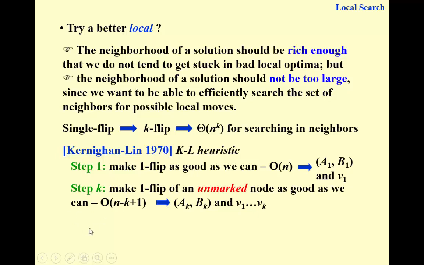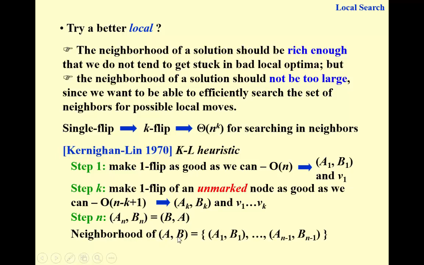We can keep going like this until step n, where we get a sub n and b sub n, where every node has been flipped, and therefore we just obtain the mirror partition. And we define the neighborhood of AB to be the collection of the first n-1 partitions we obtained in the first n-1 steps. And the partition AB is a local optimum if and only if the weight of this cut is greater than or equal to the weight of all those cuts.